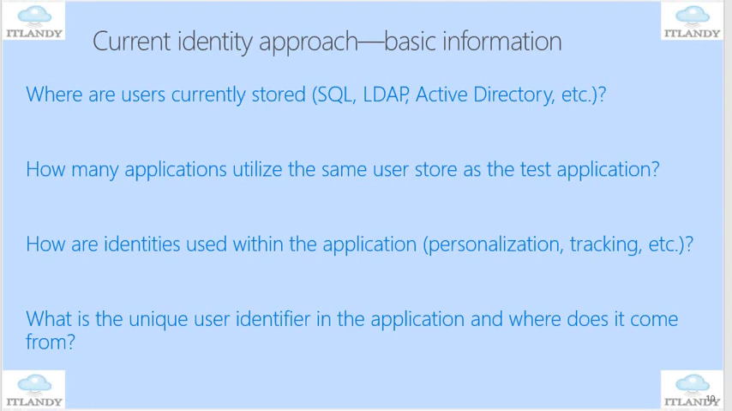What else do I need? I need to know the unique user identifier. Where does it come from for each application? Does it come from a single source of identity, or do I have multiple identities? Do we use FIM, or something equivalent to that? Do we build it through a custom application, and so on?